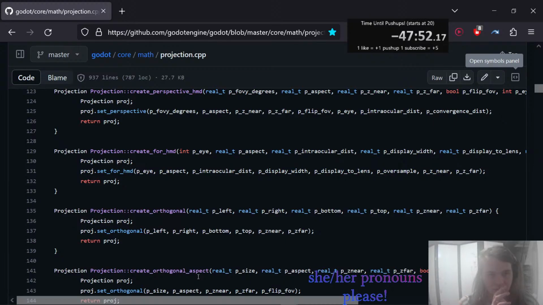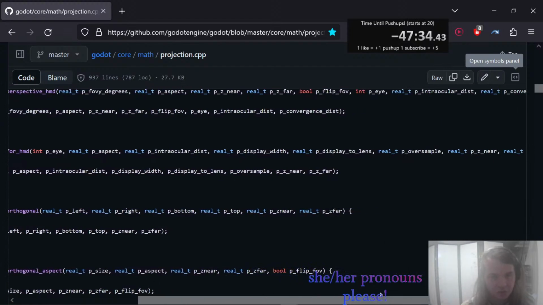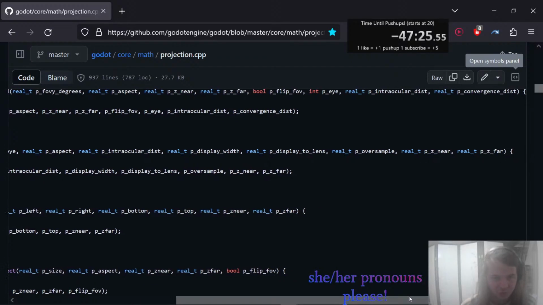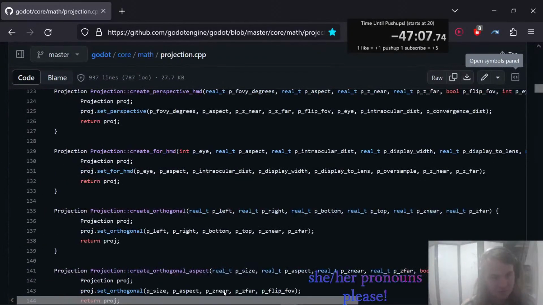Wait, did I just? Okay. Projection colon create underscore for underscore HMD left paren int p underscore I comma real underscore t p underscore aspect comma real underscore t p underscore interocular underscore dist comma real underscore t p underscore width p underscore display underscore width comma real underscore t p underscore display underscore 2 underscore lens comma real underscore t p underscore oversample comma real underscore t p underscore z underscore near comma real underscore t p underscore z underscore far right paren left curly projection or yeah projection proj semicolon proj dot say proj dot set underscore 4 underscore hmd left paren p underscore I comma p underscore aspect comma p underscore intraocular dist. Sorry, quick. Just quick.